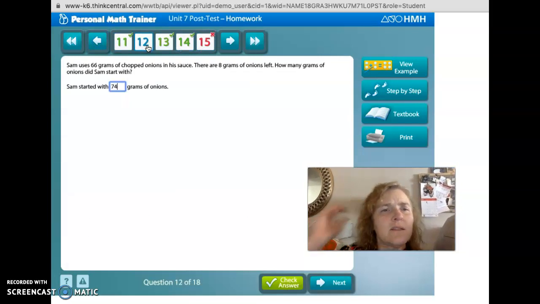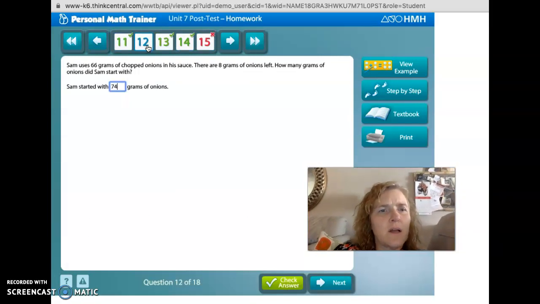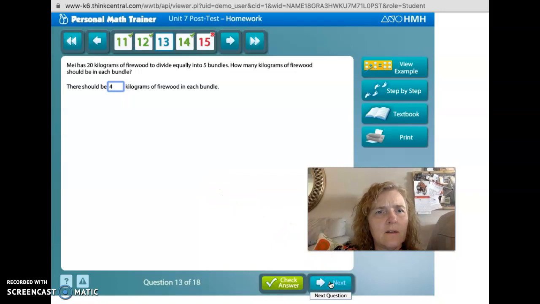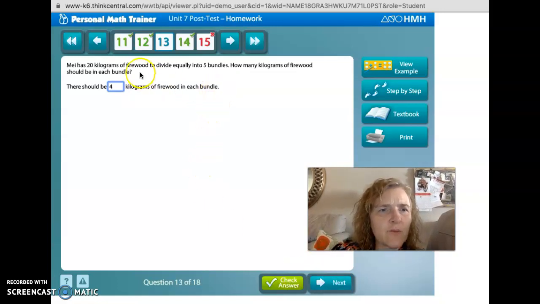Sam uses chopped onions, 66 plus 8 equals 74. Number 13, 20 divided by 5, because we have 20 grams of firewood into 5 bundles, so this would be 4 kilograms.